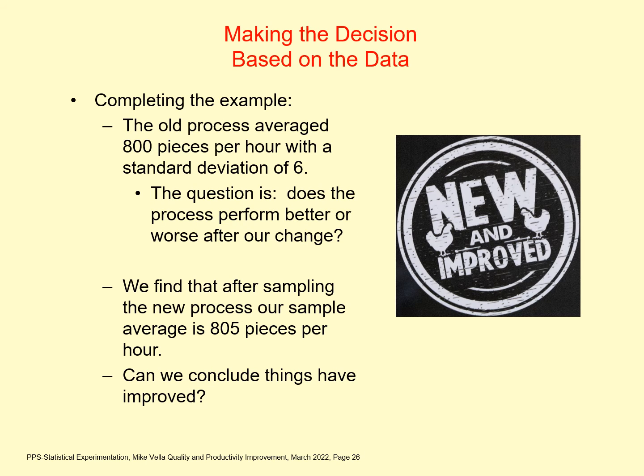Okay, we're finally getting to the point where we can make a decision based on the data. Again, if you recall, the old process averaged 800 pieces an hour with a standard deviation of 6. The question is, does the process perform better or worse after the change? Well, we do our sample and we find that after sampling, our new process averages 805 pieces per hour. Therefore, can we conclude that things have improved or not?